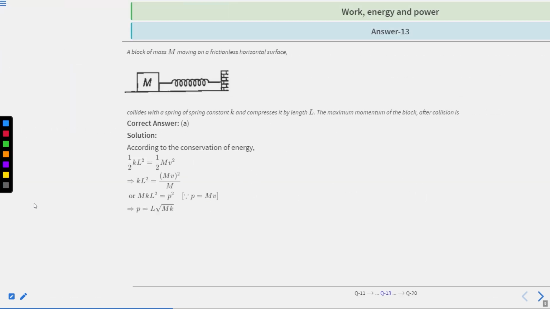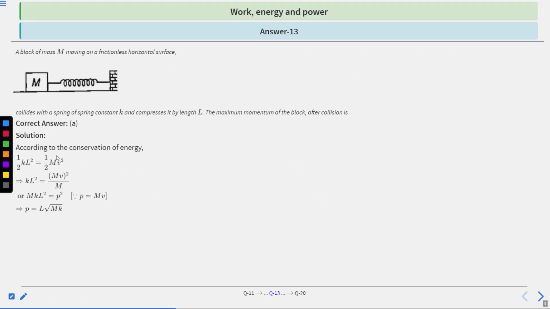Let's find the solution. According to conservation of energy, half kL square is equal to half mv square. Solving this equation, you get kL square equal to mv whole square divided by m. So mkL square is equal to p square, because we know p equals mass into velocity, momentum. So p equals L under root mk.